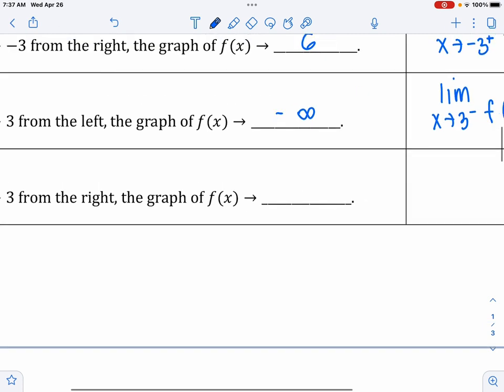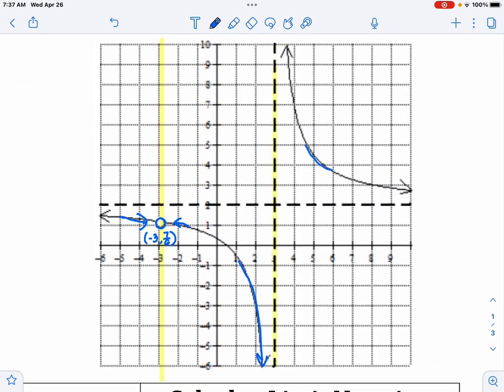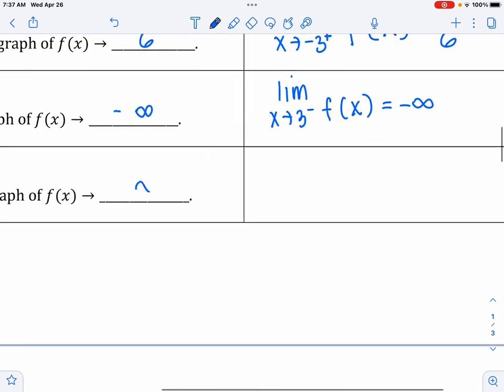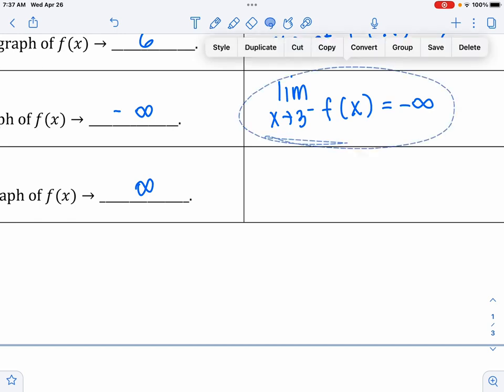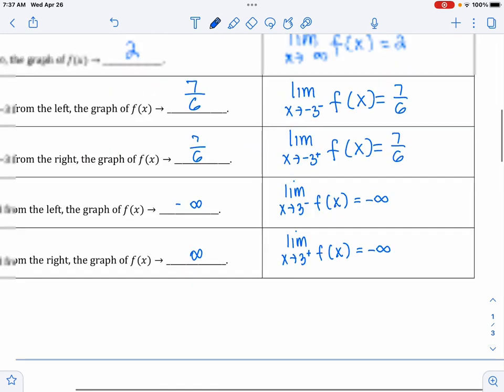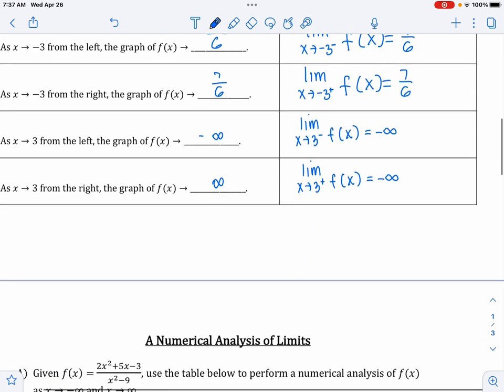And then lastly, 3 from the right. Approach 3 from the right, get closer and closer to 3. Your y values are increasing, arrow pointing upwards, that's +infinity. So once again, I use my old copy and paste or duplicate, and then change it to from the right. Okay, so it's just a reminder of how we write calculus limit notation.